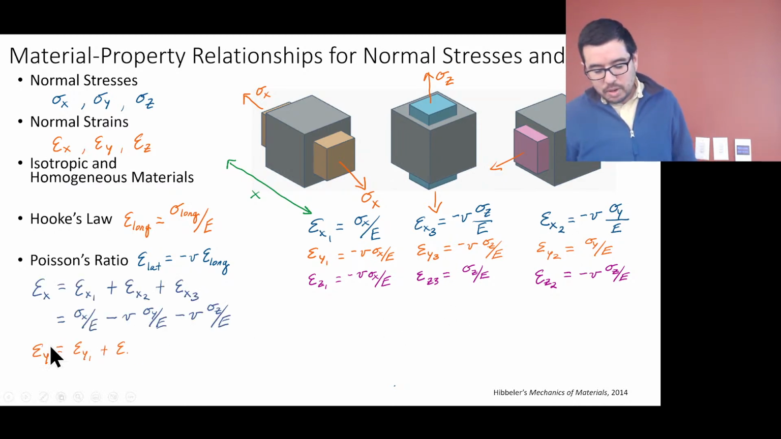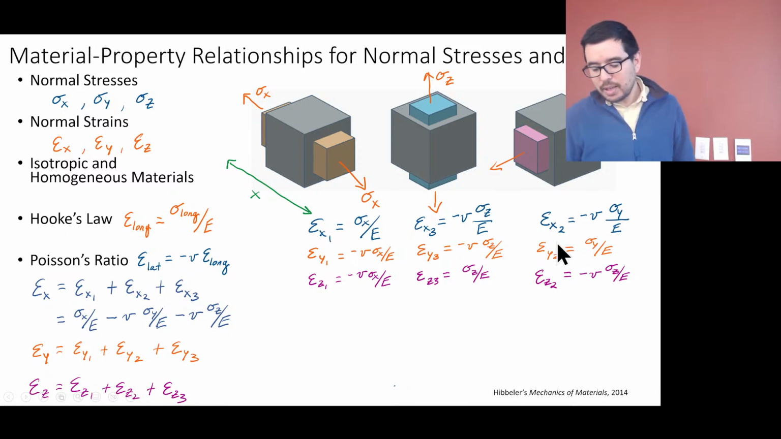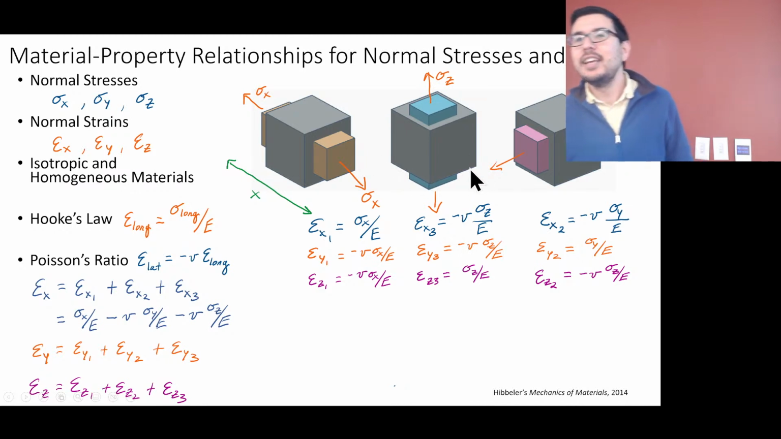Okay, so the total epsilon x, you see this? This is epsilon x1, epsilon x3, epsilon x2. I should have done it the way Hibbeler's book does it, the right way. This is fine, I just drew the z. This is just how I made them in Tinkercad, okay, guys?